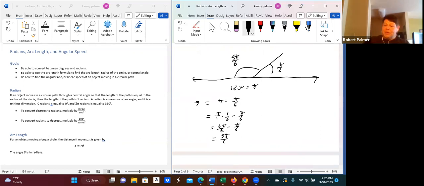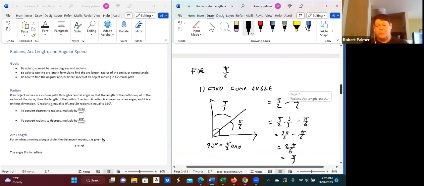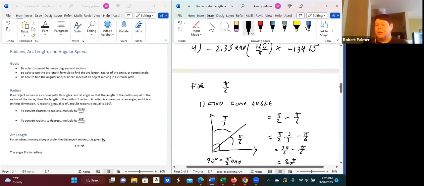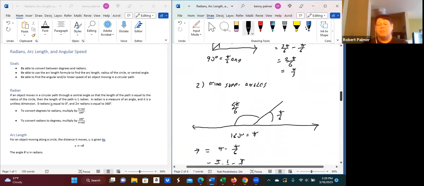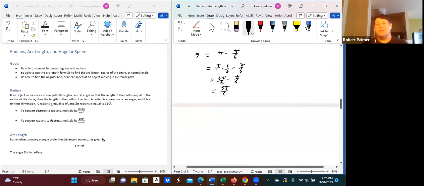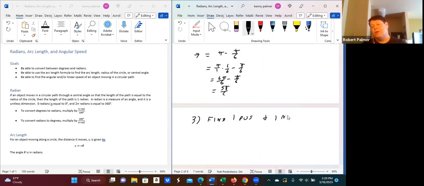So we're doing the same thing we did before, except we're just doing it in terms of radians. To find a complementary angle, subtract the angle from pi over 2, which is the same as 90 degrees. To find the supplementary angle, subtract the angle from pi, which is the same as 180 degrees. Okay. Now also we can find coterminal angles as well. So how about we find one positive and one negative coterminal angle.